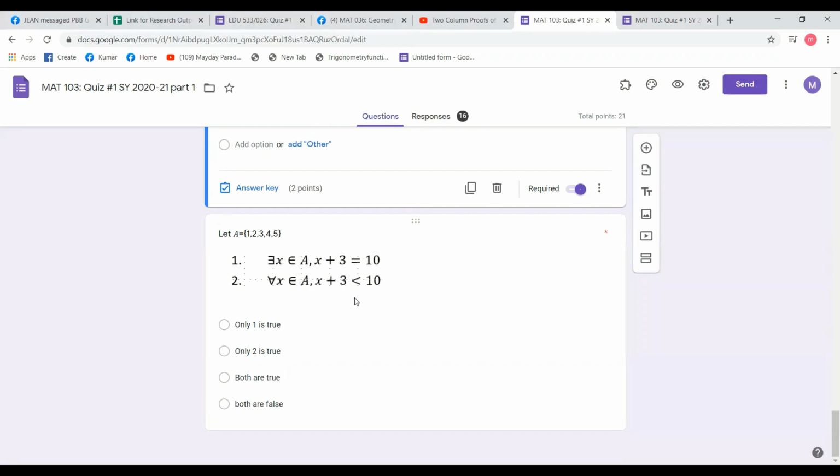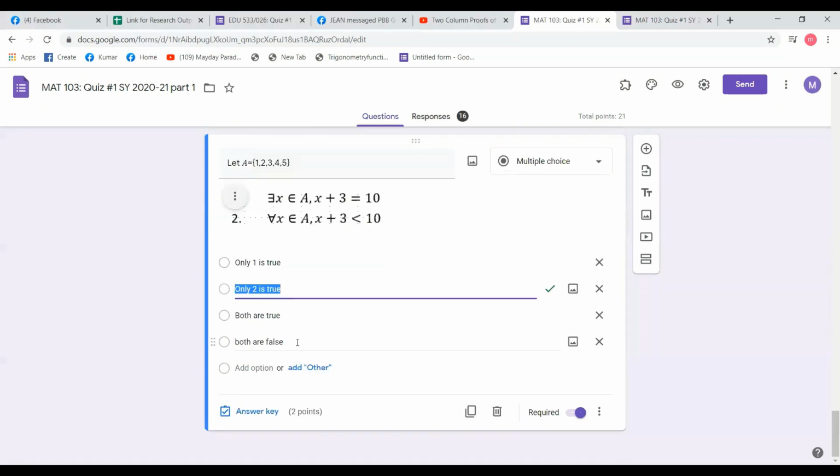3 plus 3, which is equal to 6, less than 10. Okay, that's correct. 4 plus 3, which is 7, which is less than 10. So that's also correct. So 5 plus 3, which is equal to 8, which is less than 10. So that is also correct. So therefore, the second statement is true. So therefore, the answer here is only 2.